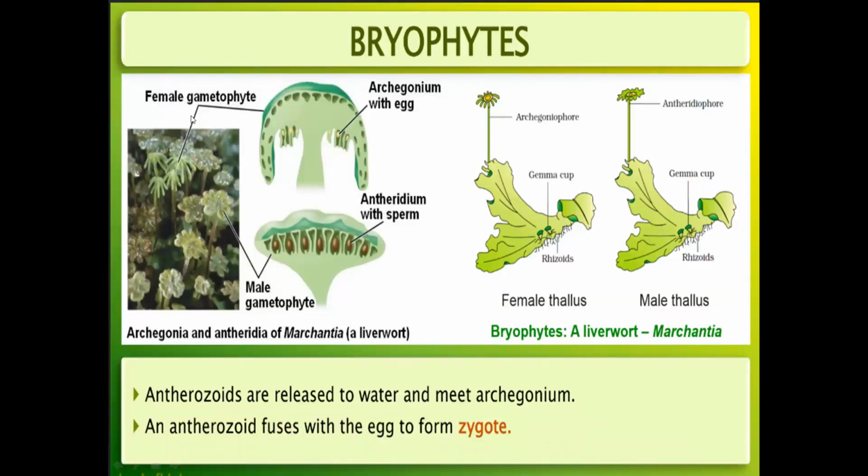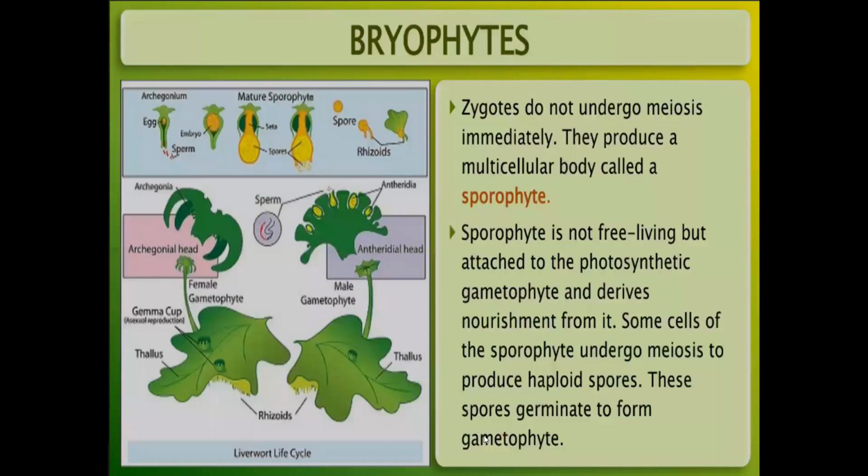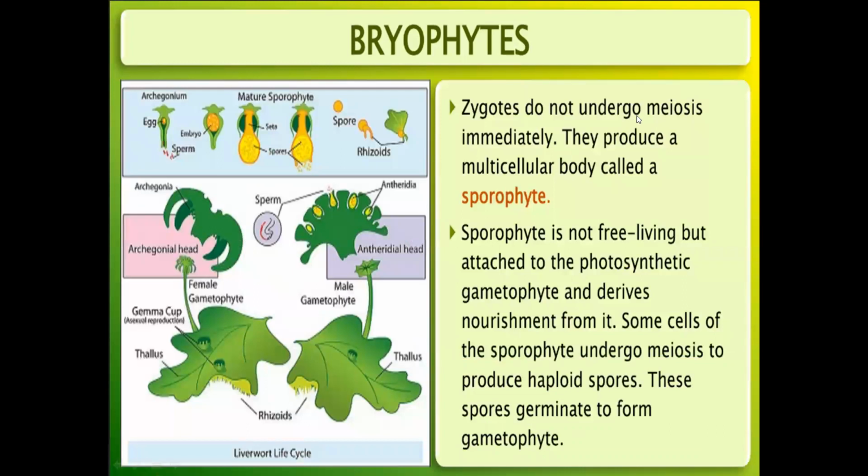Bryophytes, female again same. Antherozoids are released in water to meet the archegonium. This antherozoid, mostly the male, will be released in water, which will go and meet the archegonium, where eggs will be there. And the antherozoid fuses with the egg to produce a zygote. Okay, there will be production of zygote. Zygote does not undergo meiosis immediately, but forms a body called the sporophyte.